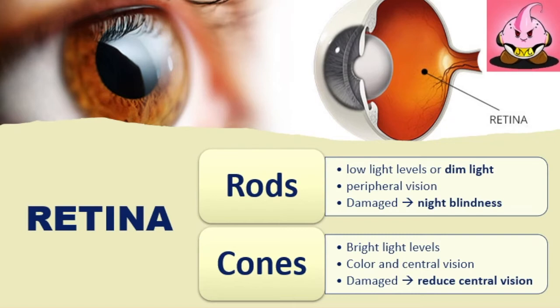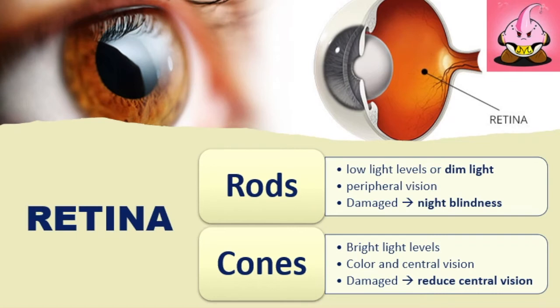Then you have your cones. Your cones are active with bright light levels and provide color and central vision. Okay, so again, color and central vision. In other words, if my patient has problems with color blindness, it is the cones of the eye which are damaged. That's why oftentimes we give vitamin A to our patients with color blindness, although it is not really proven yet that it would offer benefit. But the principle there is that your vitamin A is needed by your rhodopsin.